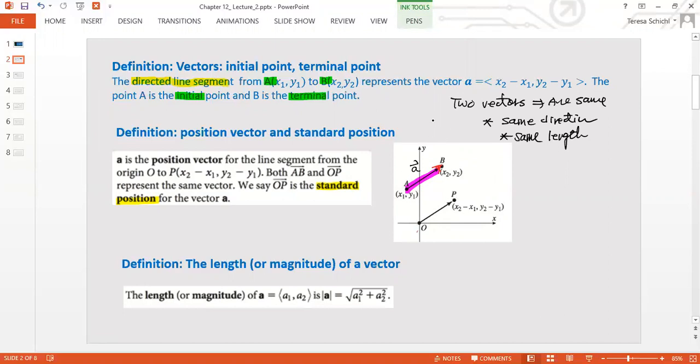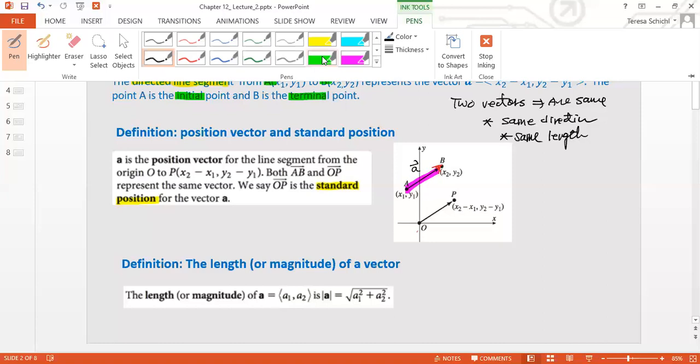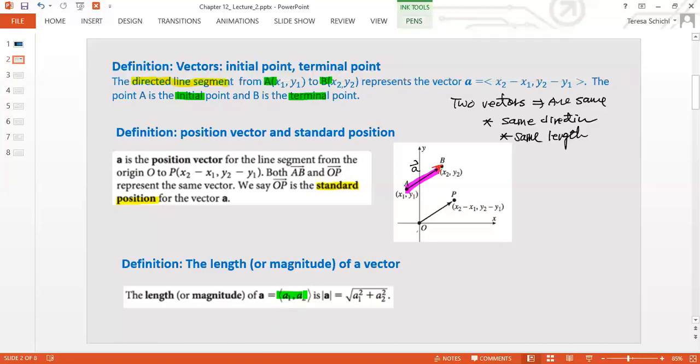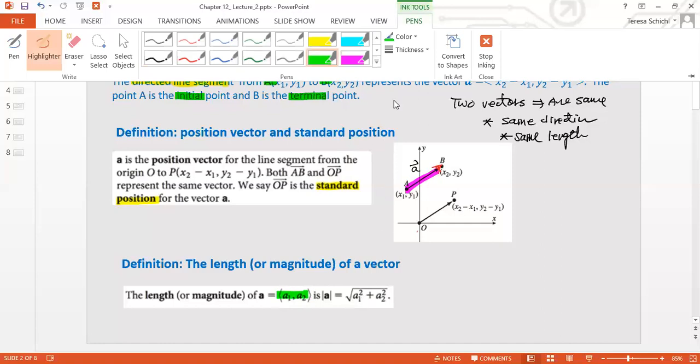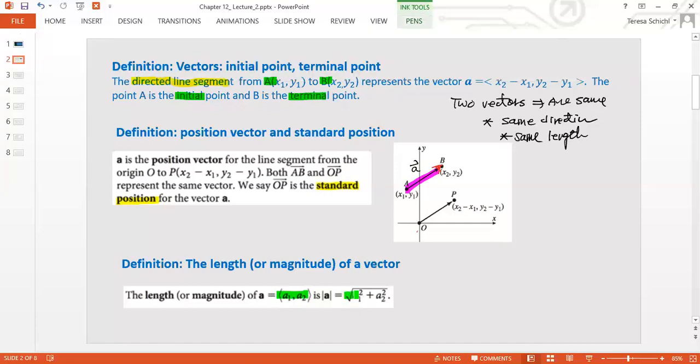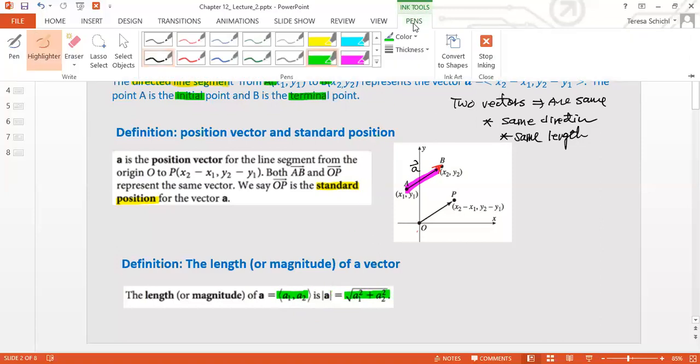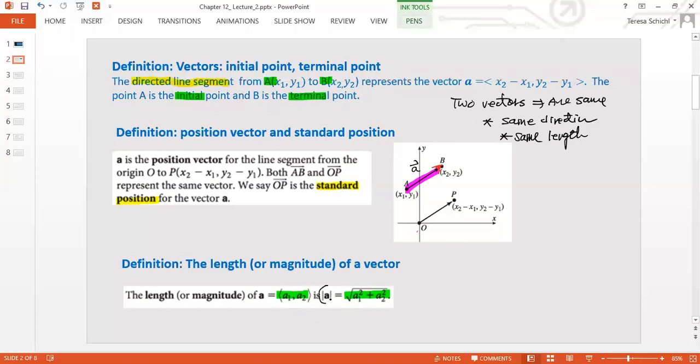The next thing we're going to talk about is the length, or magnitude, of a vector. If you give me the vector a1, a2, then here is the formula: the length is the square root of a1 squared plus a2 squared. The notation is kind of like absolute value notation.